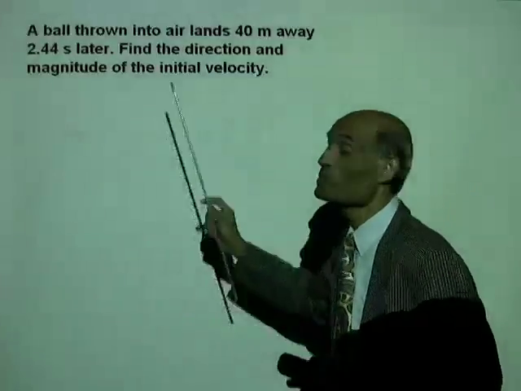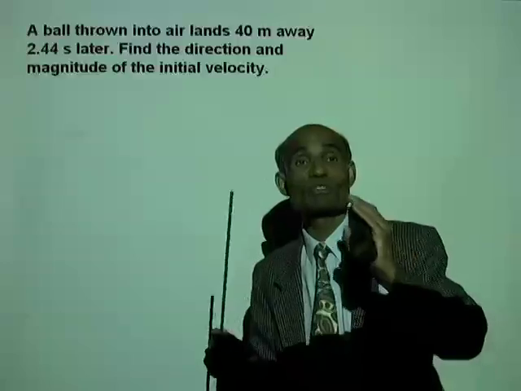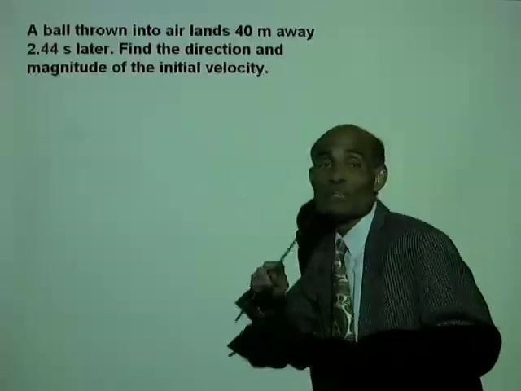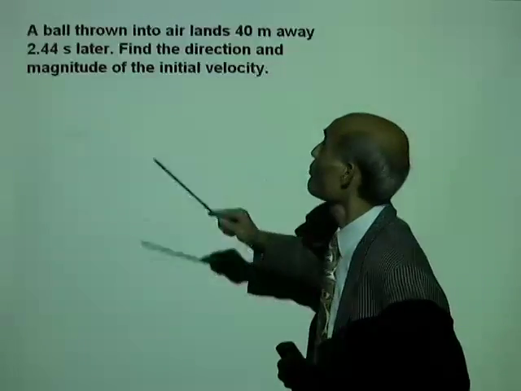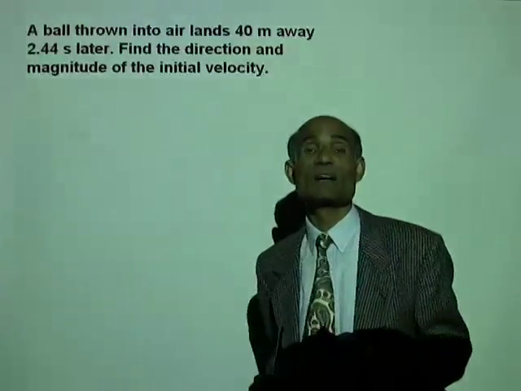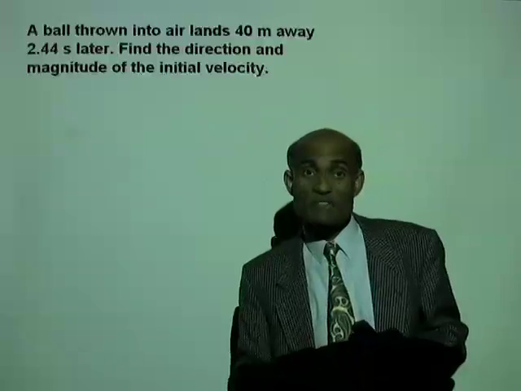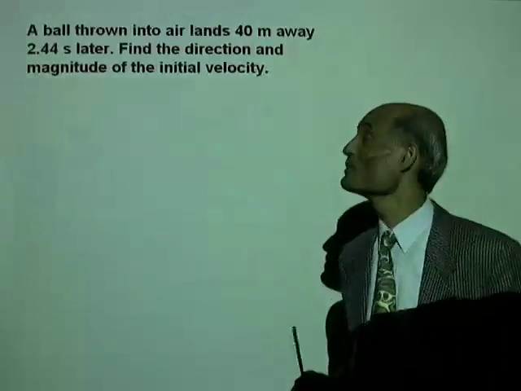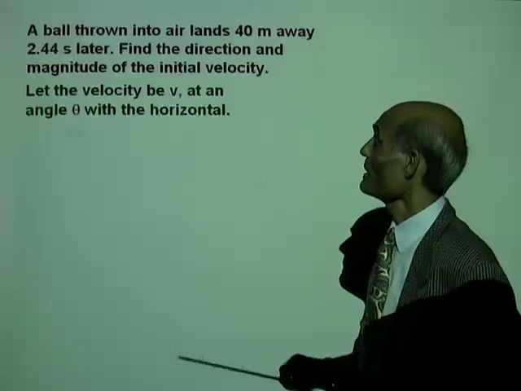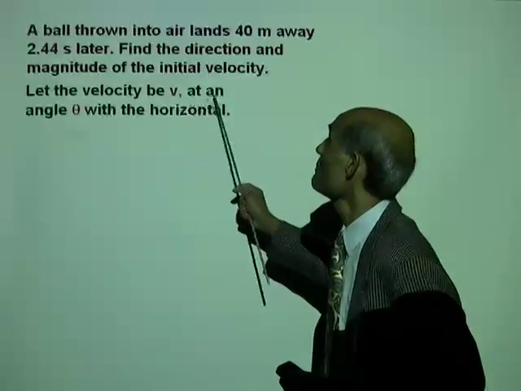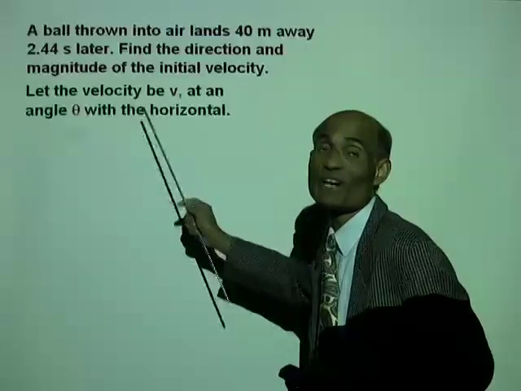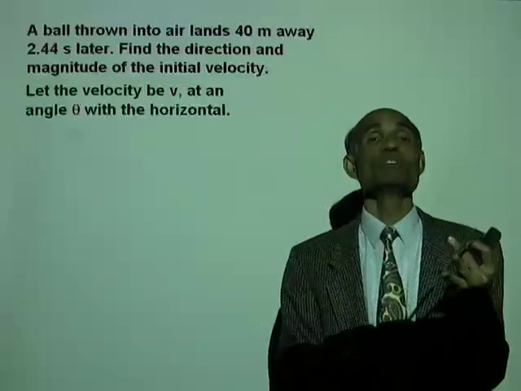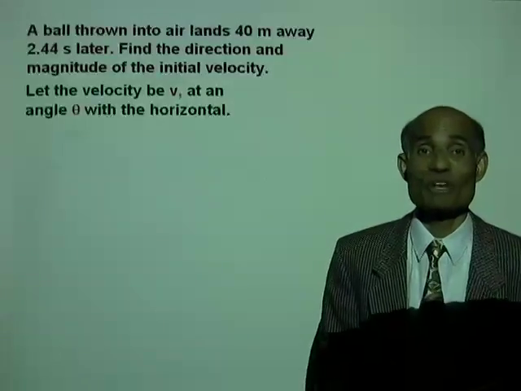Well, we need to find v0, the velocity of projection. What do we know? We know the range of the projectile. It falls 40 meters away from the place it is projected, and the time of flight is 2.44 seconds. So let the velocity be v at an angle theta with the horizontal. We don't know the velocity of projection. We don't know the angle of projection.